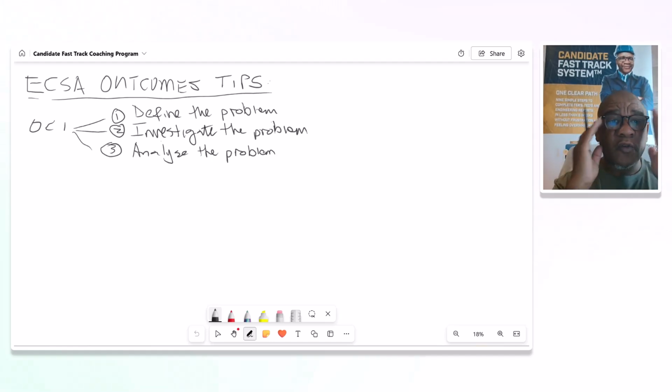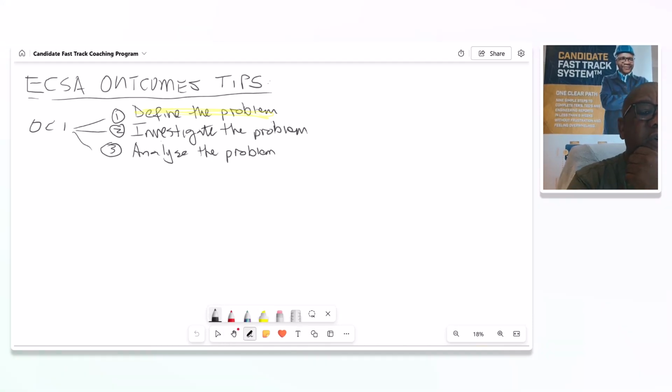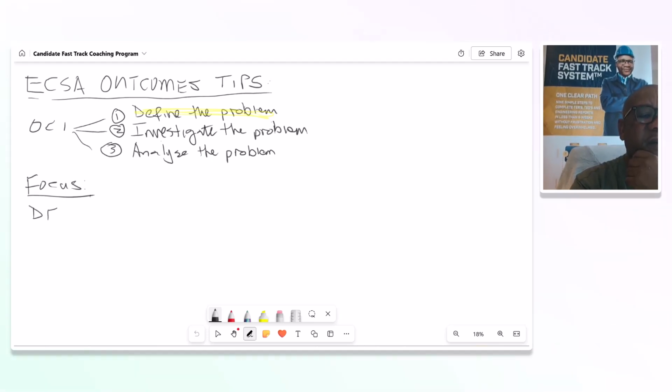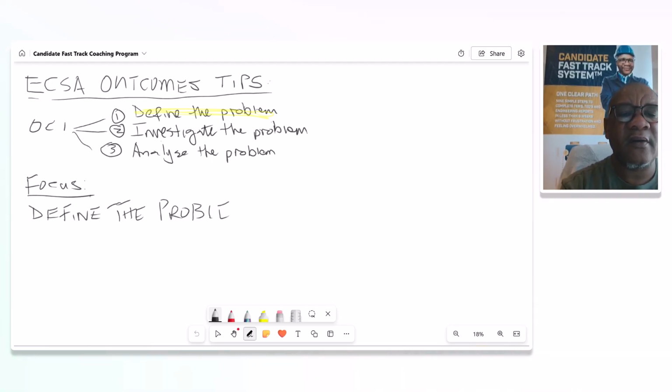For today, I'm going to be focusing on defining the problem, so that we can go a bit deeper on what this means according to ECSA. I'll cover the other one, investigate, in the next video.